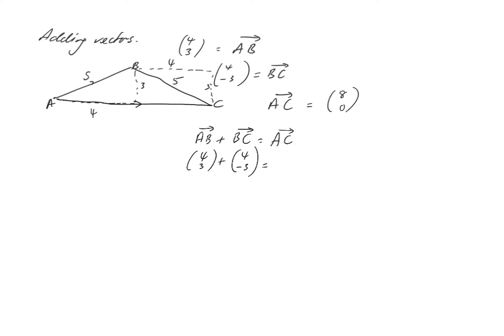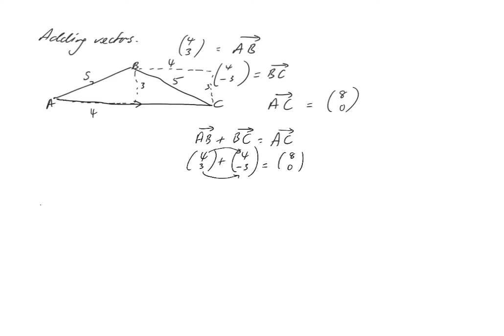That's our AC. Well, how do we do that? Well, we just add those numbers and we add those numbers. Real easy. Okay, so that's 8. 4 plus 4 is 8, and 3 minus 3 is 0. Super, super simple. Okay, so now what if we have something called a scalar vector? Okay, when it's multiplied by a number.